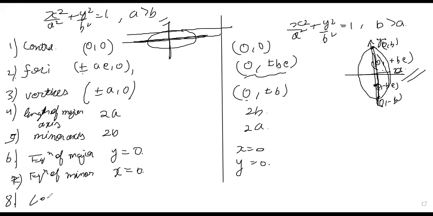Okay. And the eighth point is the length of latus rectum, LR. So for this case, 2b square upon a, we got. And for this case, 2a square upon b. Okay, then we will go to some questions.